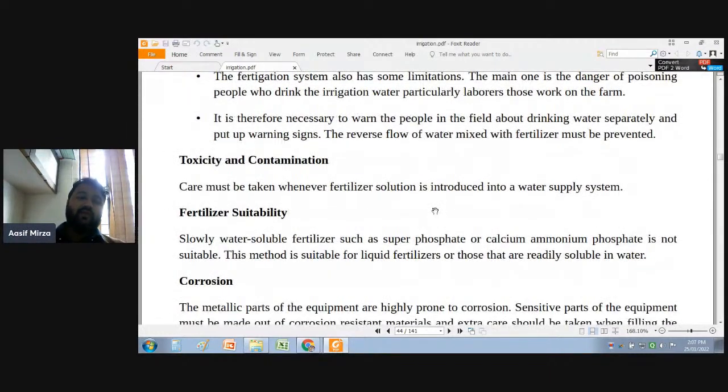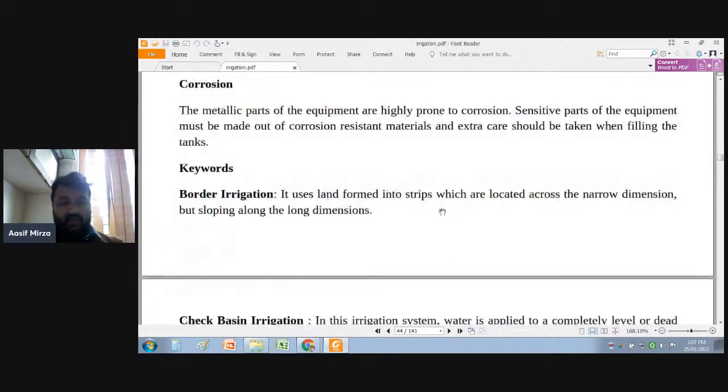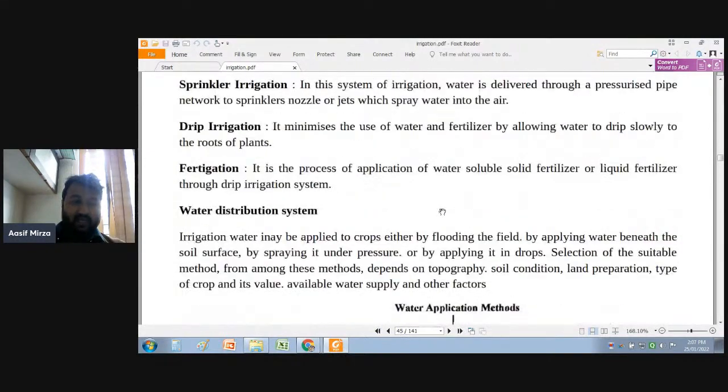Now, what is the suitability for this? Slowly water-soluble fertilizers such as superphosphates or calcium ammonium phosphates are not suitable. This method is suitable for liquid fertilizers or those that are readily soluble in water. Now, we will look into corrosion. The metallic parts of the equipment are highly prone to corrosion. Sensitive parts of the equipment must be made of corrosion-resistant material, and extra care should be taken while filling the tanks. Now, we will skip the keywords point.